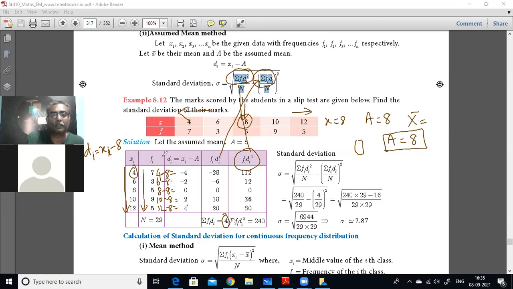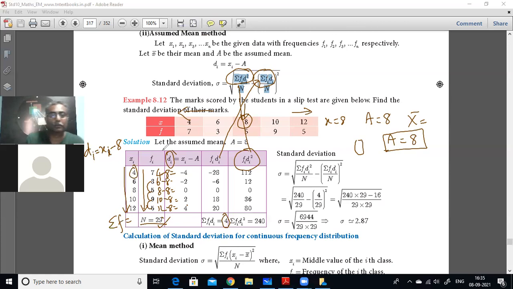Now the next step. You now have di, but you are not going to use di directly. You have to calculate n. n is nothing but sigma f, that is, the sum of all the values of f. 7 plus 3 is 10. 10 plus 5 is 15. 15 plus 9 is 24. 24 plus 5 is 29. So n is equal to 29.